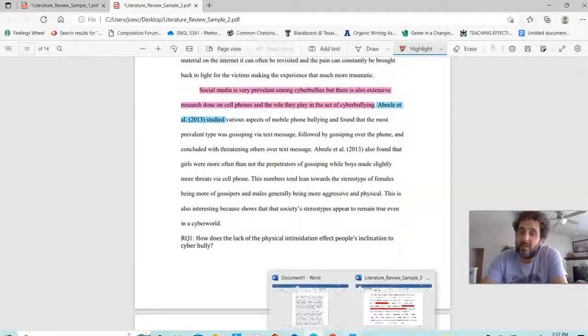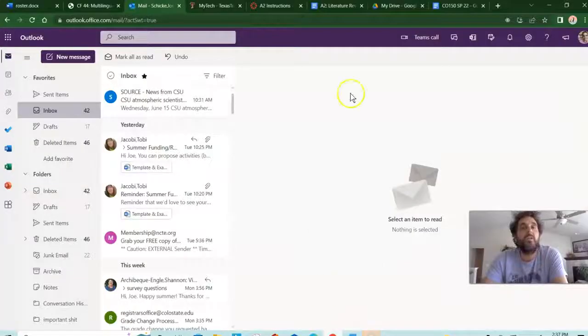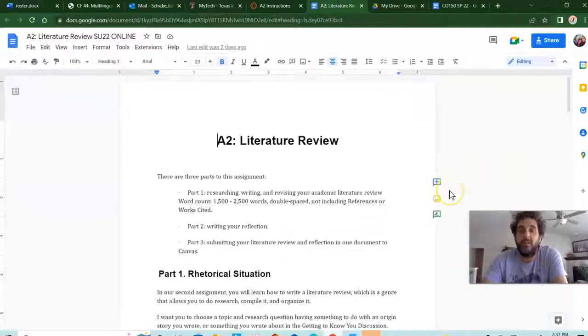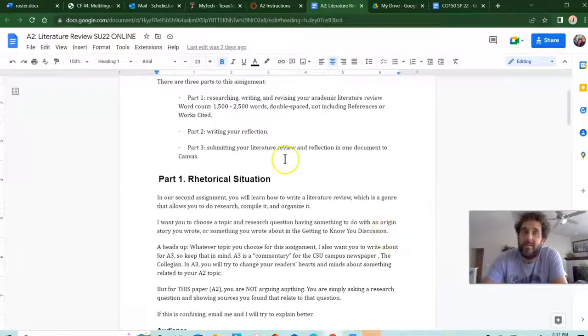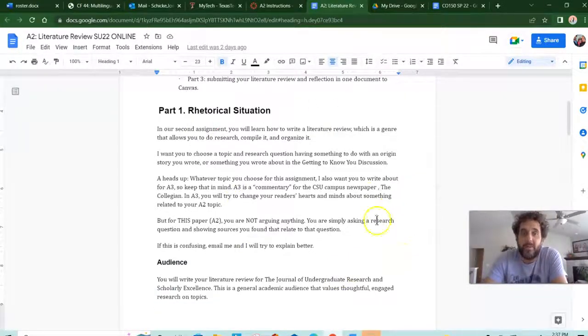And if you're ever confused on exactly what I want, you can just go back to the instructions, because the instructions have everything that you need. I'm looking for this many words. There needs to be a reflection at the end, and it all gets submitted in one document. So here is where I explain that you're going to take something from an origin story and do research on it and write a literature review.